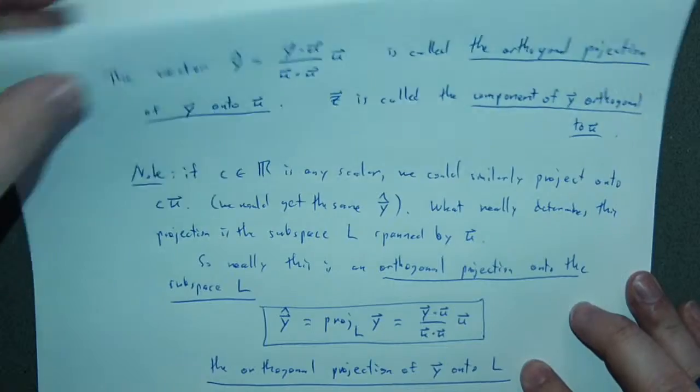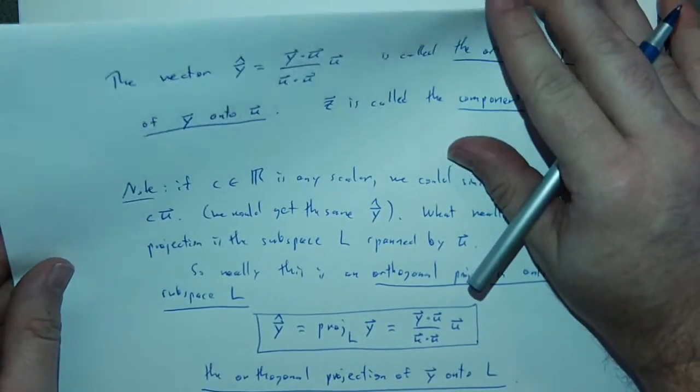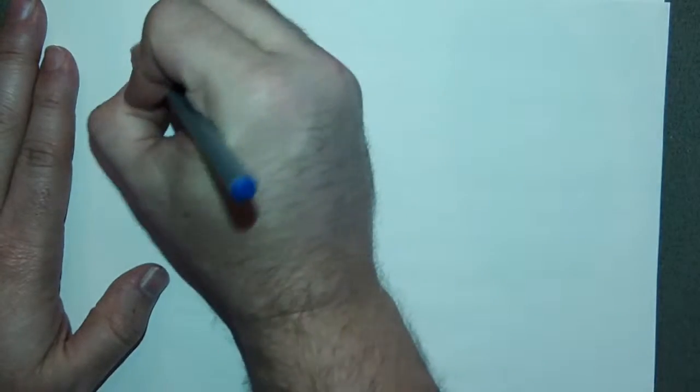So let's do a single example of this, and then I'll move on to defining orthogonal matrices, and then we will move on to doing orthogonal projections on spaces of higher dimension. So this is an orthogonal projection onto a subspace where the dimension of that subspace is 1. It's a linear subspace.